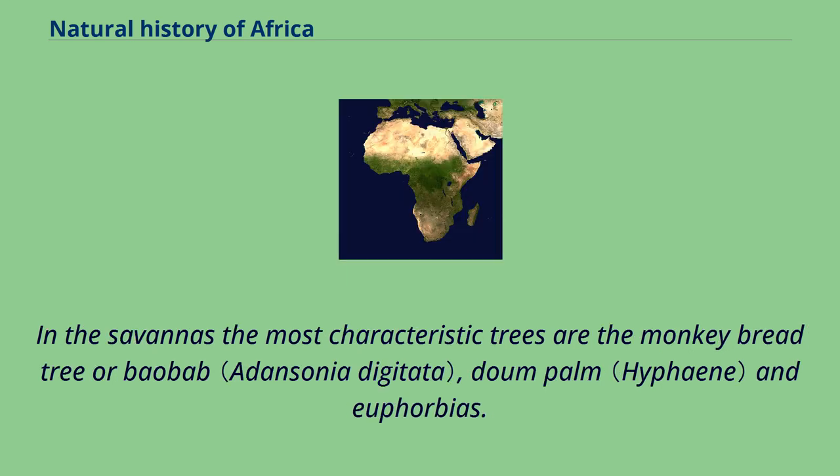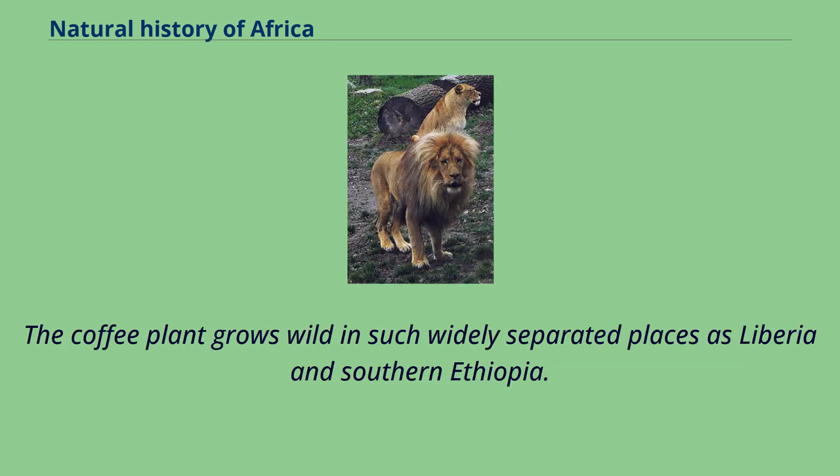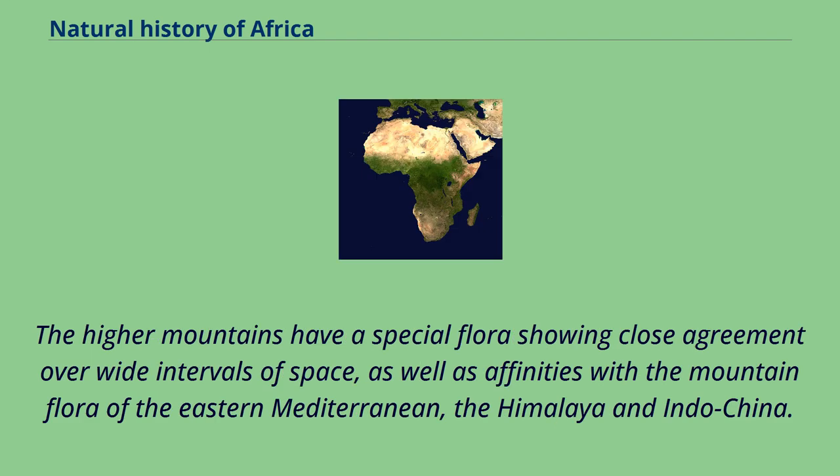In the savannas the most characteristic trees are the monkey bread tree or baobab, doom palm and euphorbias. The coffee plant grows wild in such widely separated places as Liberia and southern Ethiopia. The higher mountains have a special flora showing close agreement over wide intervals of space, as well as affinities with the mountain flora of the eastern Mediterranean, the Himalaya and Indochina.